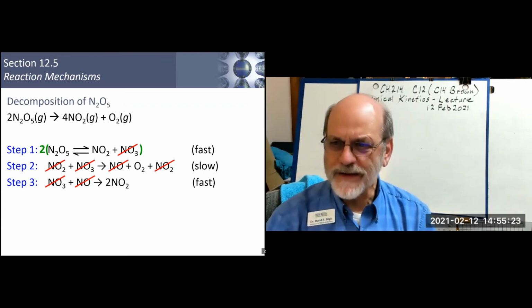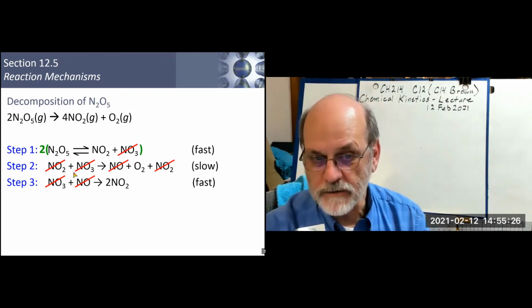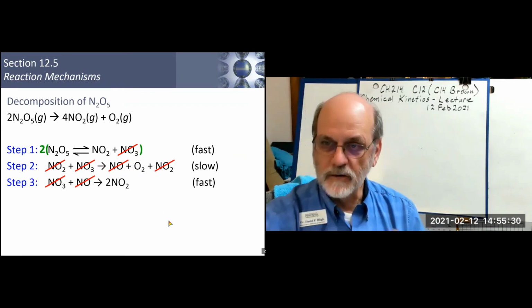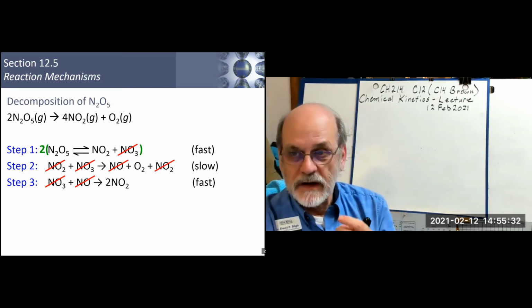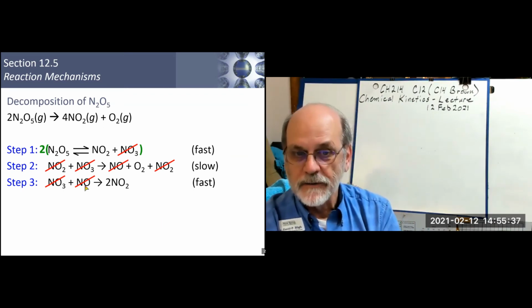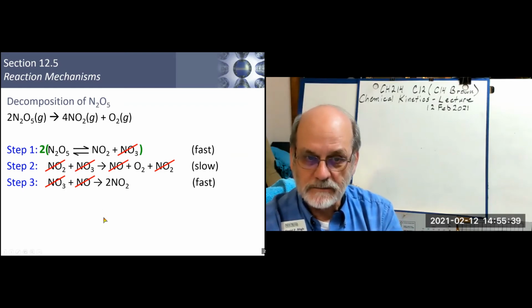Now, what if we write the rate law in terms of this slow step? What would it look like? Remember, now that we have the elementary step, we can use the equation itself to help us write the rate law because this is a bimolecular reaction.